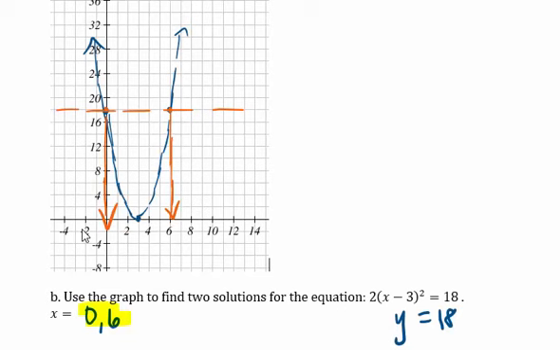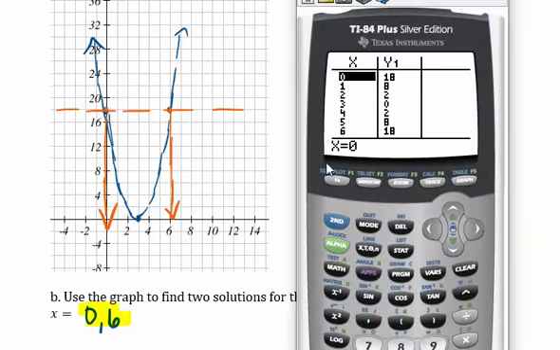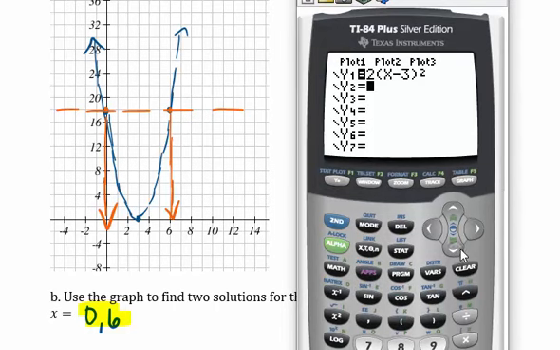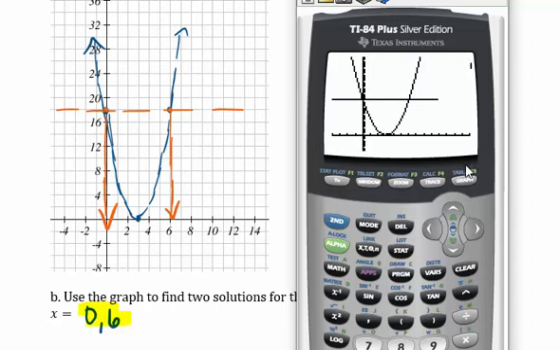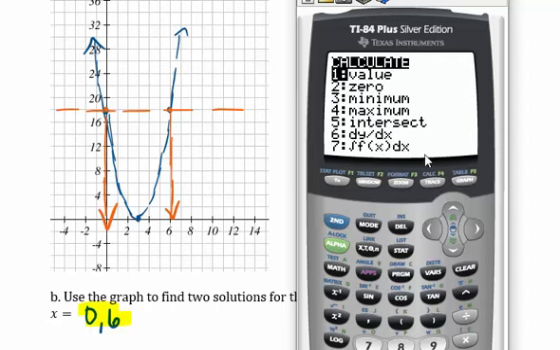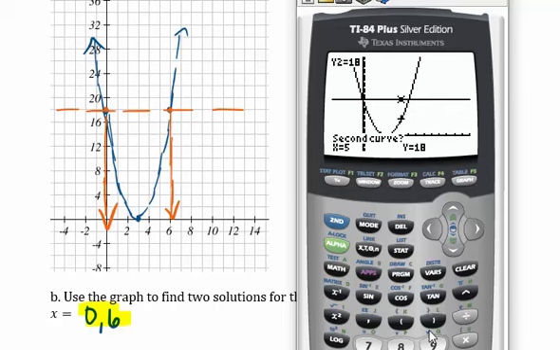Okay, if you had a hard time determining the intersections from your graph, you can go back to your calculator in y2, enter 18 and then hit graph, and now use the intersect feature. So under second, trace, intersect, which is number 5, and then hit enter 3 times. Okay, and so here it is. So 6 is one of the answers. And you would do that again to find the other intersection.